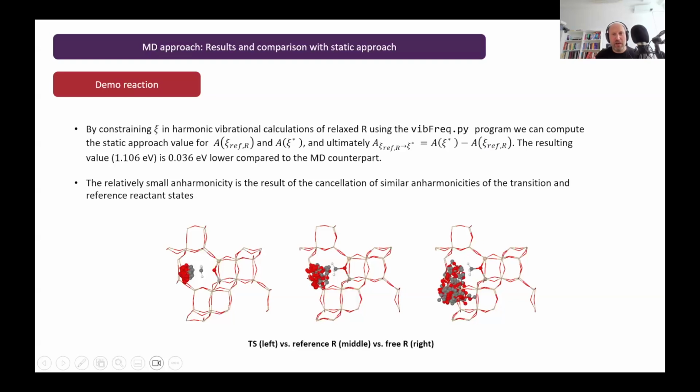Okay, so what we can do now is really to look at the equation for activation free energy, look at each term, and make a one-by-one comparison between molecular dynamics and the static approach. So let's start with reversible work.